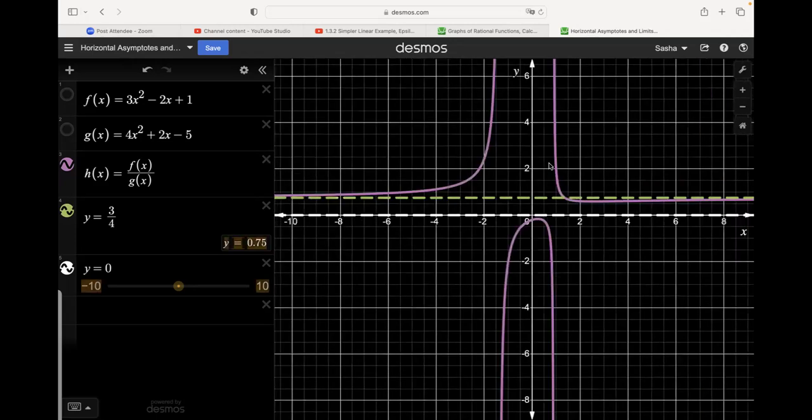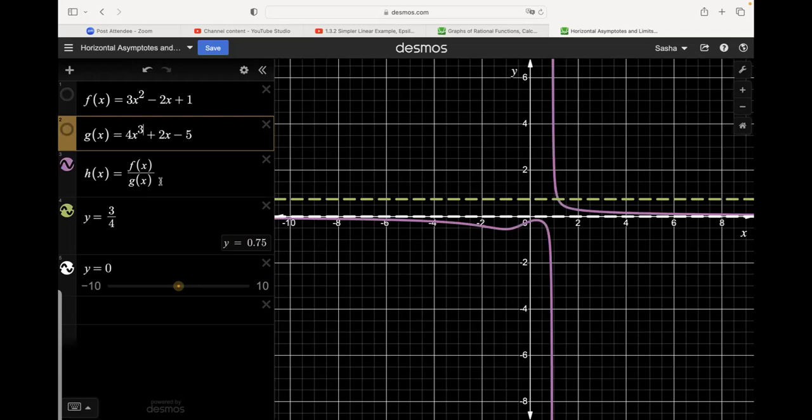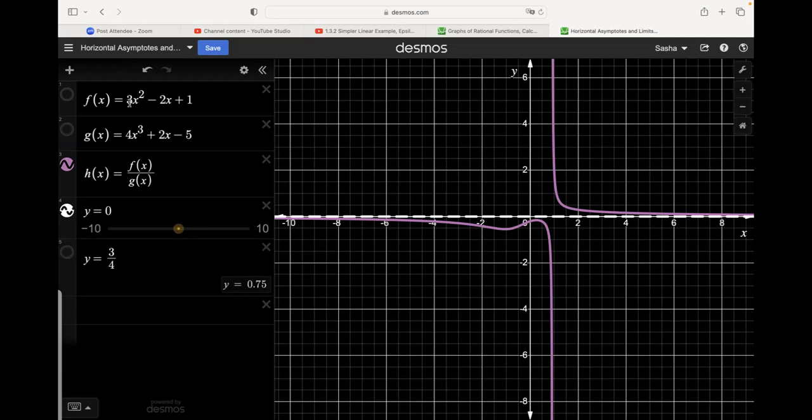And then we said, okay, what does the graph look like if we change the degree of the numerator and denominator? Let's say we change the denominator to degree 3, but otherwise the graphs stay the same. Well, in that case, y equals 3/4 is not the limit. We end up with y equals 0 as the limit. We divide the numerator and denominator by x cubed, and we end up with a bunch of terms that go to 0, divided by 4, plus a bunch of other terms that go to 0. So the limit is 0.